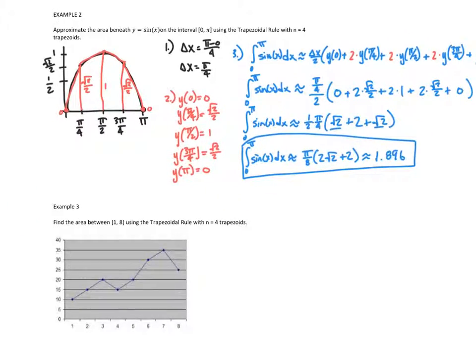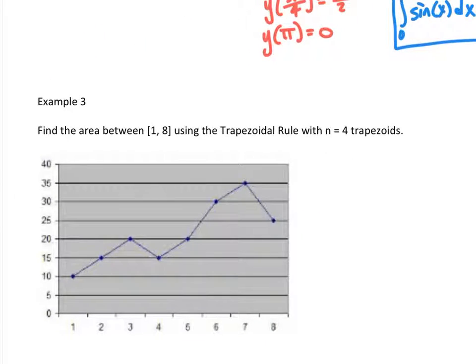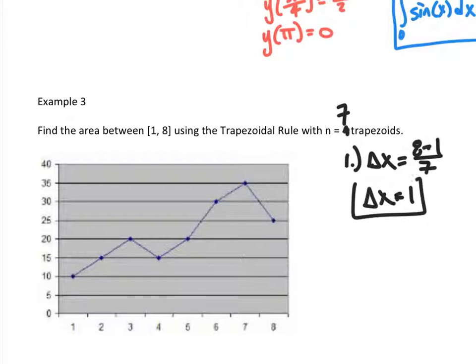So now we've got this next one. In example 3, it wants me to find the area between x equals 1 and 8 using the trapezoidal rule with n equals 4 trapezoids. Let's go ahead and change that to n equals 7 trapezoids to make this a little easier on ourselves. The first thing I want to do is calculate delta x. Number 1, calculate delta x. That's 8 minus 1 over 7, so delta x is 7 over 7, which is just 1.